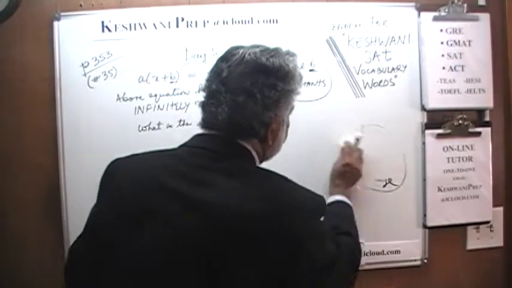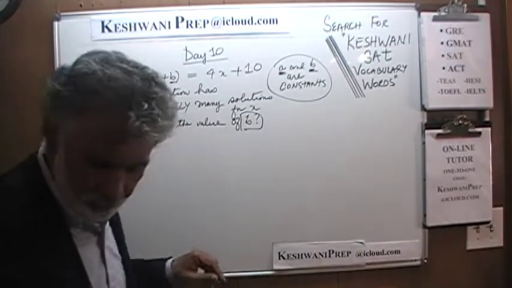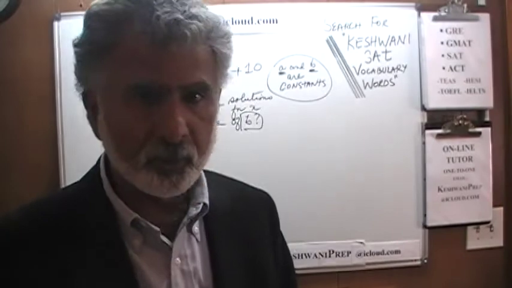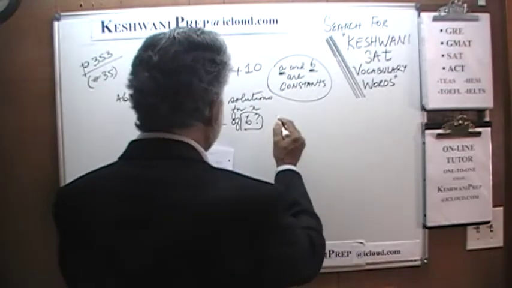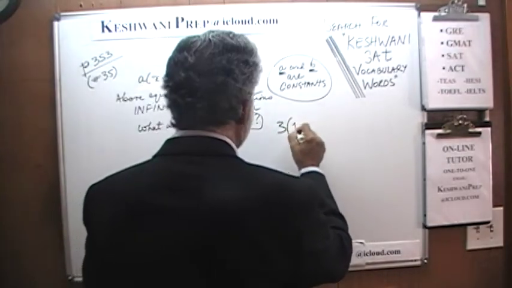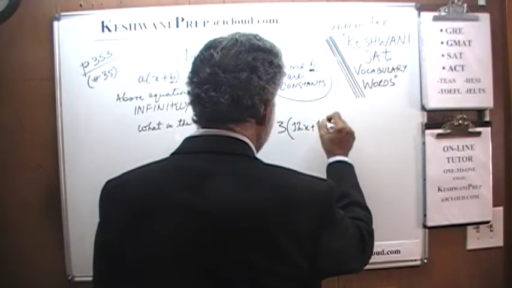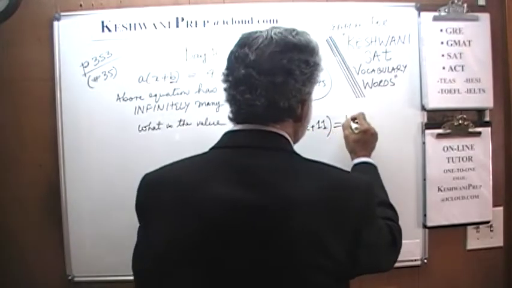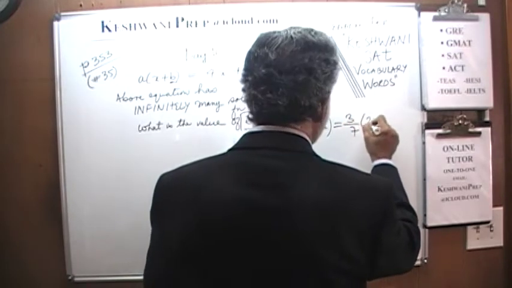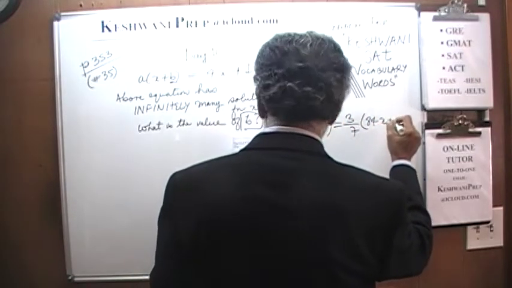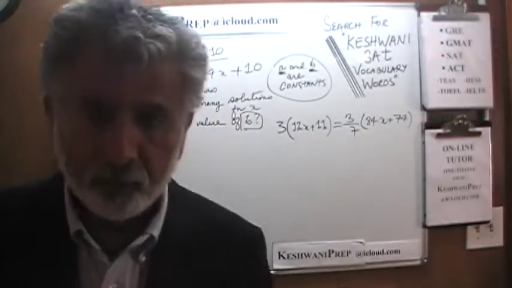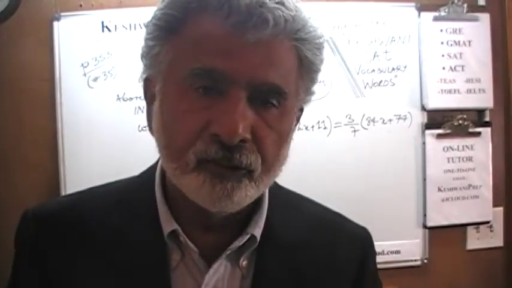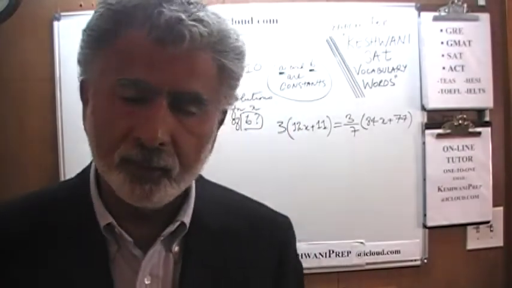Let's take a look at another example, a little bit more sophisticated. After I finish putting the equation on the blackboard, I want you to immediately pause the video and solve that equation yourself and see what happens. Here's the equation. It says 3 times (12x plus 11) equals 3/7 of (84x plus 77). Go ahead, pause the video. I'll give you a couple of seconds to pause and solve the problem, and then resume it and we'll work on it together.